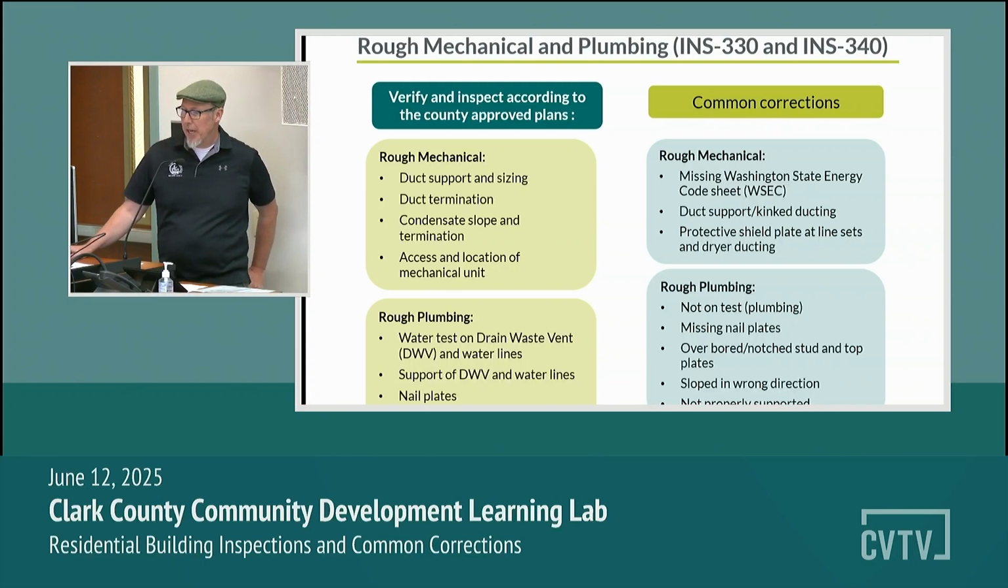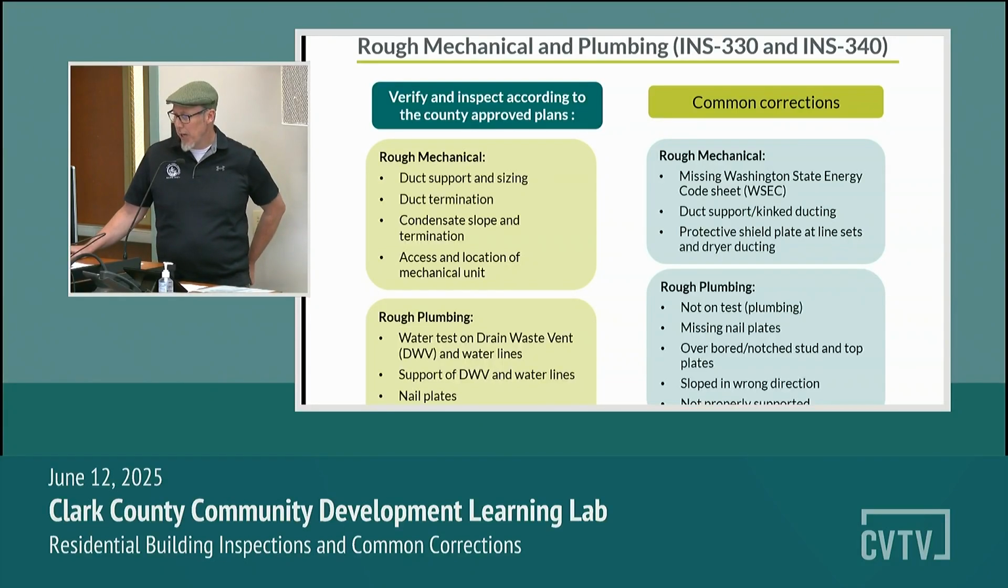So with rough heat mechanical, we want to verify duct support and sizing, duct termination. It's very important that you don't have an exhaust duct terminating right next to air intake. We want to verify the condensate line has proper slope and terminates at a proper location. And then depending on where the mechanical unit is located, we want to make sure that there's access for maintenance or removal of the equipment.